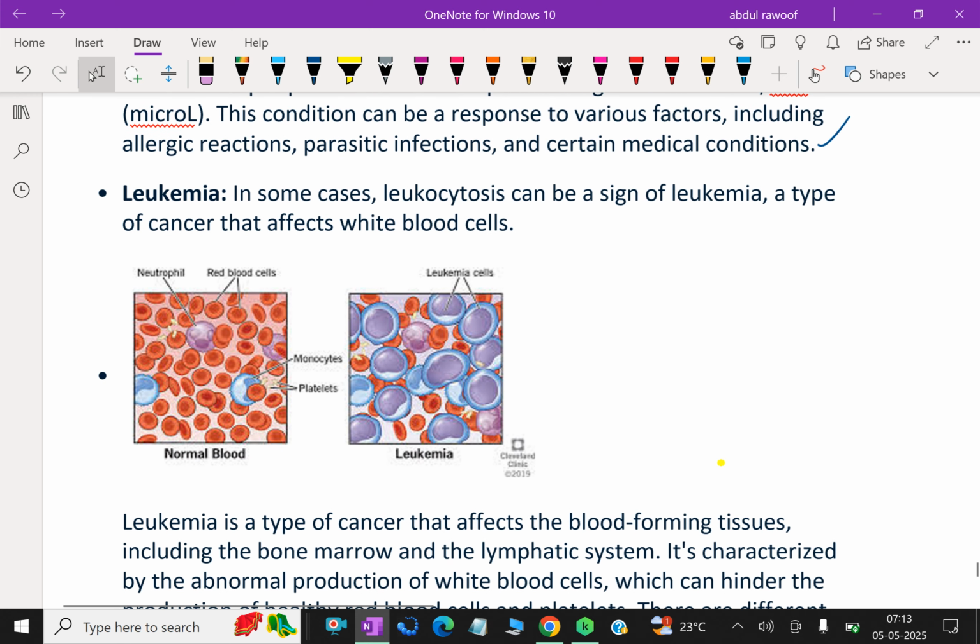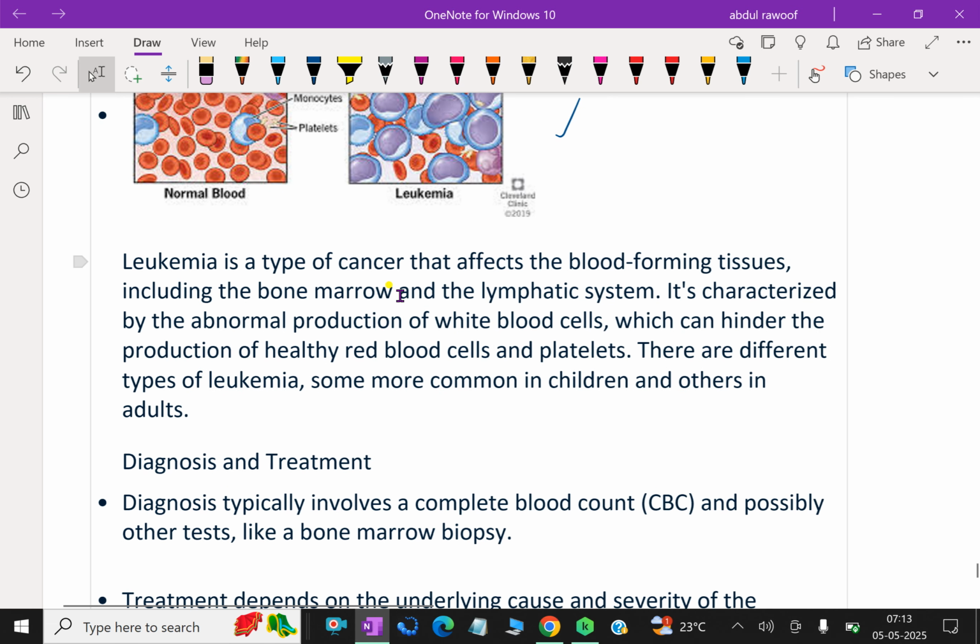Leukemia. In some cases, leukocytosis can be a sign of leukemia, a type of cancer that affects white blood cells. Leukemia is a type of cancer that affects the blood-forming tissues, including the bone marrow and the lymphatic system. It's characterized by the abnormal production of white blood cells, which can hinder the production of healthy red blood cells and platelets. There are different types of leukemia, some more common in children and others in adults.